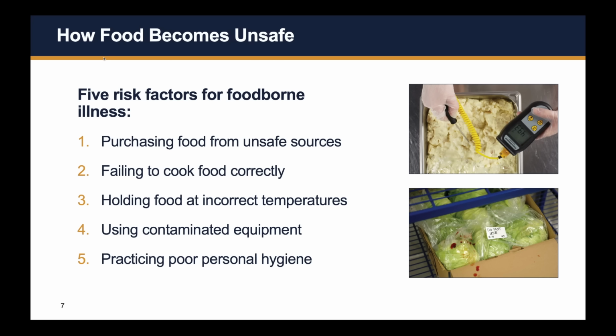Take a second, you need to get all 5 of these written down. These are the 5 risk factors for foodborne illness. Purchasing food from unsafe sources. That's why we are constantly telling you, and you will see it pop up throughout the course, that you need to purchase from approved, reputable suppliers.